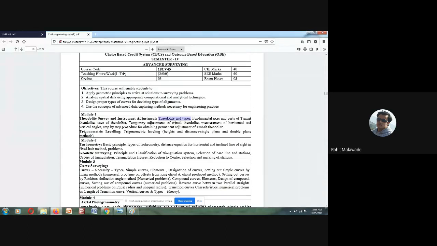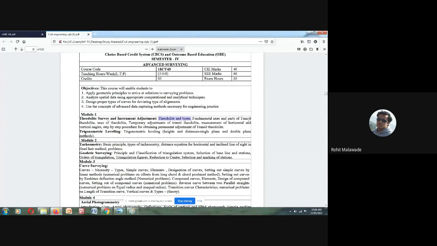Theodolite and its types. How many types of theodolite are there? Two. Which are those? Transit and non-transit. Very good. Fundamental axes and parts of theodolite we have understood. We have seen it by watching the video also, and we have seen the different parts of the theodolite. What is the trunnion axis? Horizontal axis. Very good.